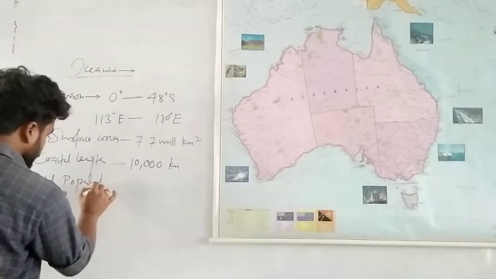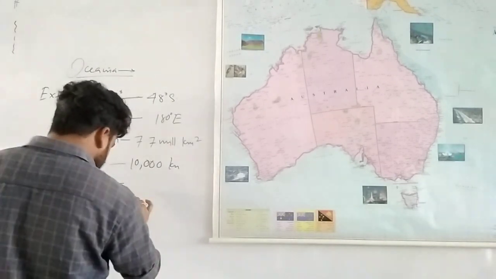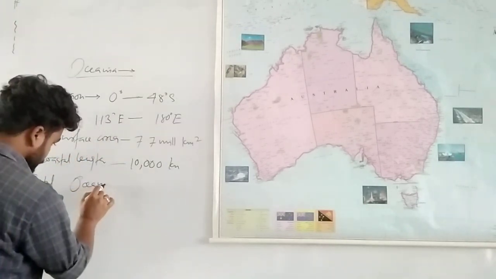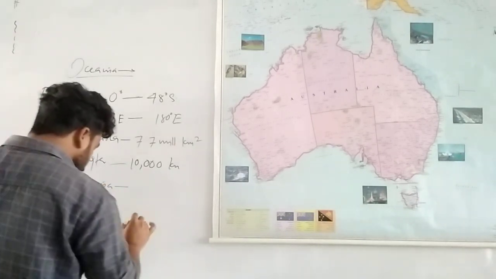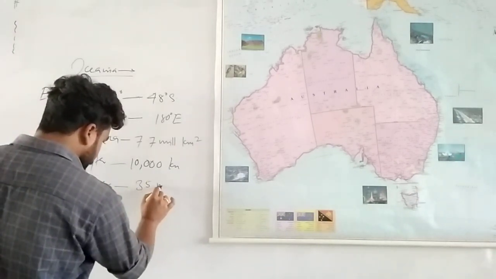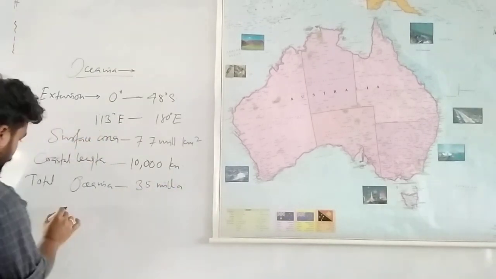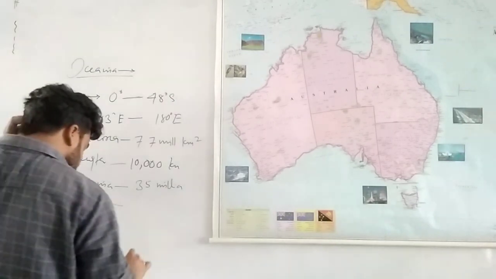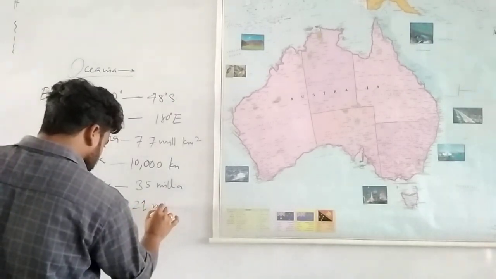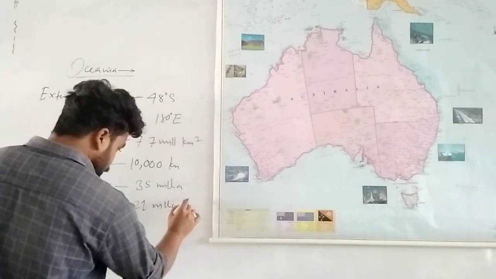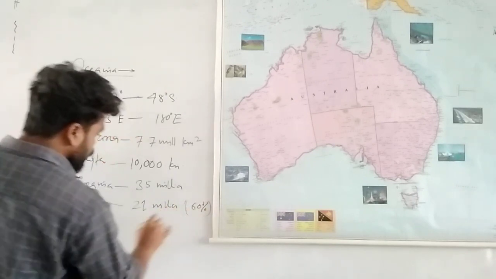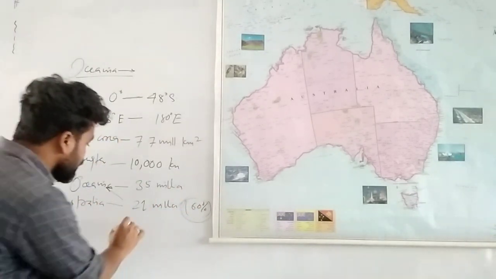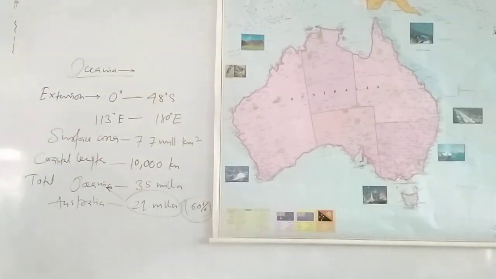Along with this, we will see the total population. What is the total population of Australia? Here, it is the total population of Oceania; we are not discussing only Australia. The total population of Oceania is 35 million, and along with this we will discuss Australia also. The total population of Australia is 21 million. That is 60% of the total population of Oceania. 60% of the total population of Oceania lives in Australia, that is 21 million.